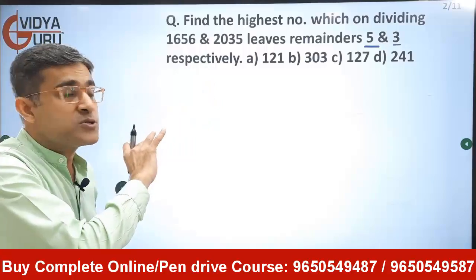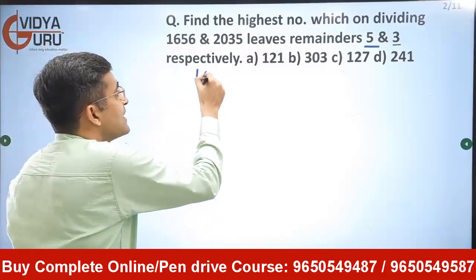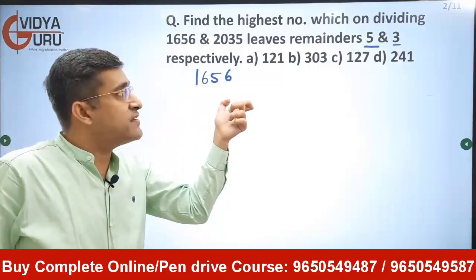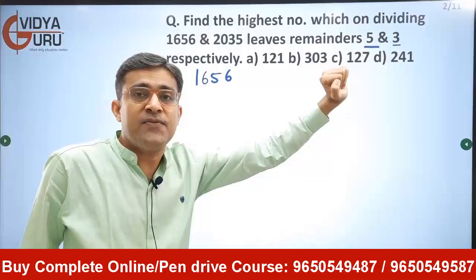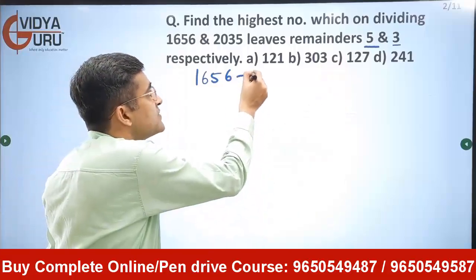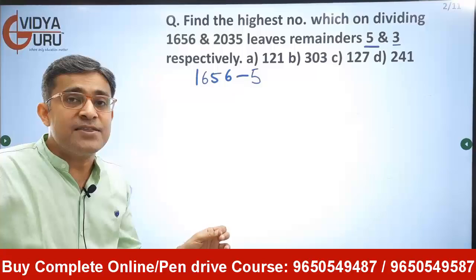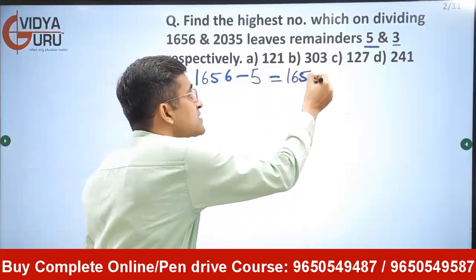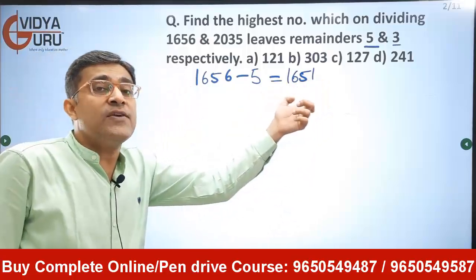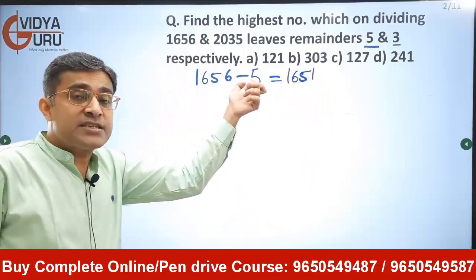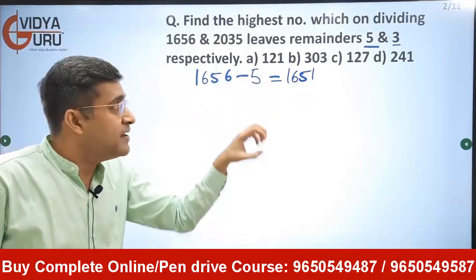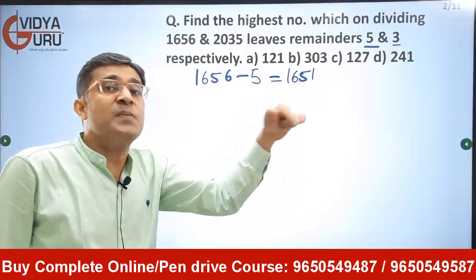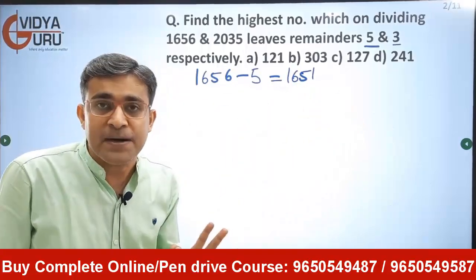So how do I proceed? I look at this 1656. I know that when 1656 is divided, the remainder left is 5. So if I subtract this 5, students, then I'm left with 1651. And this 1651 will leave no remainder because the extra 5 has already been subtracted. What was extra has already been taken away. So 1651 will be completely divisible by this number.